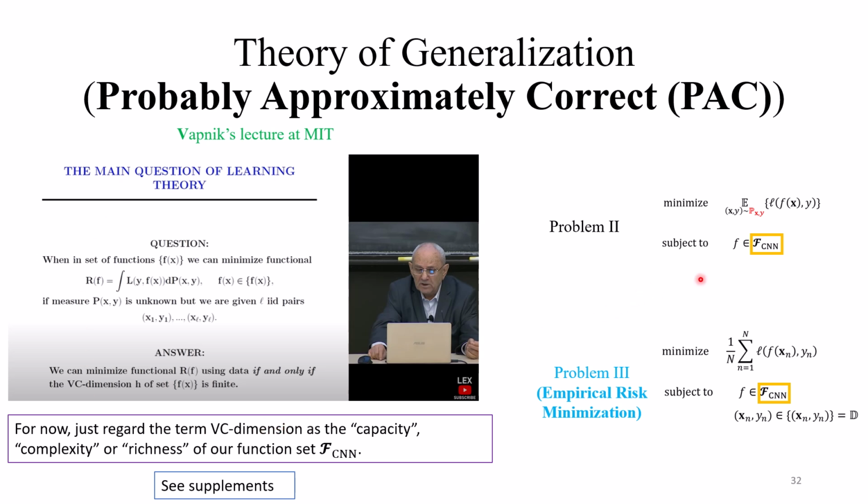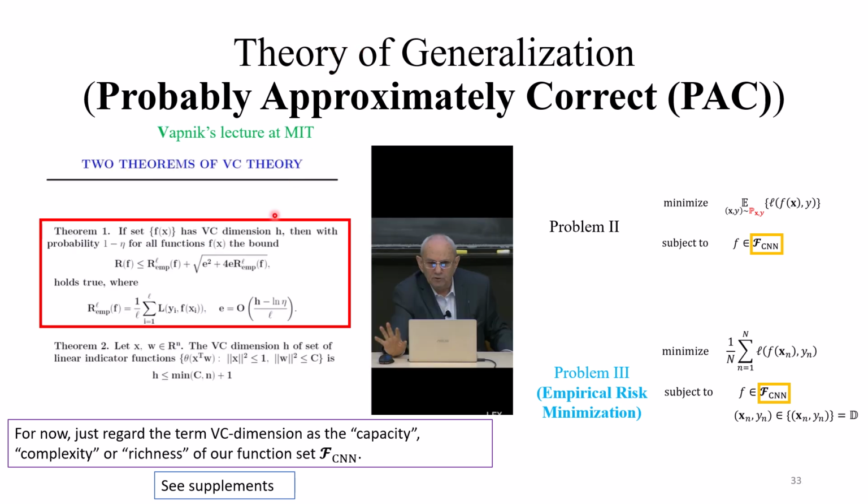Well, this brings us back to the slide from the very beginning of this video. It turns out that if this function set, in this case FCNN, has a finite VC dimension, which we will explain later in a different video, then it is possible to minimize this true risk using the empirical risk. And for now, we'll just view VC dimension as a measure of complexity of this function set.